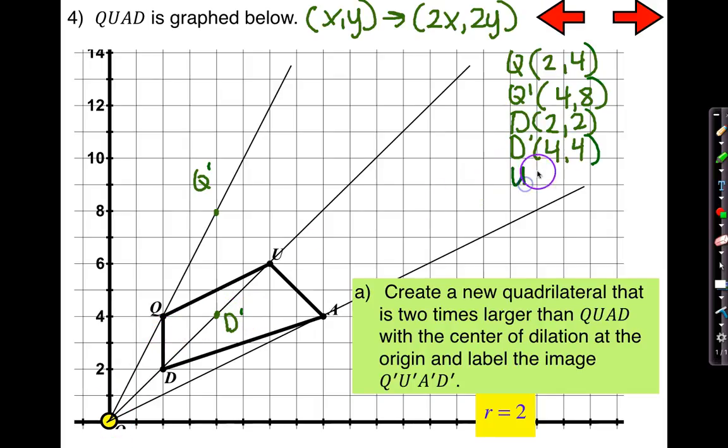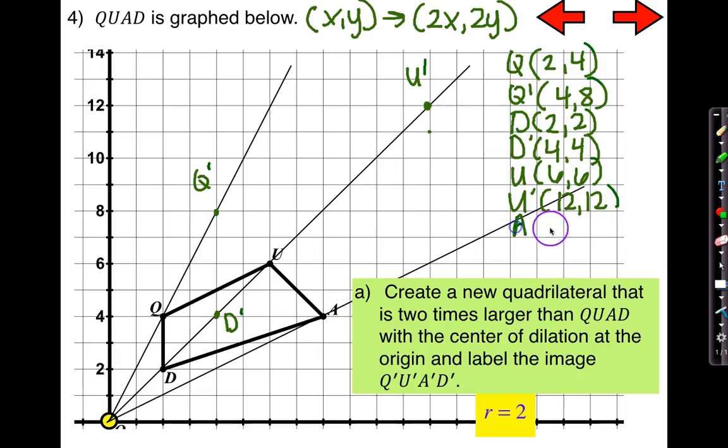Repeating the process, U is, let's see, 1, 2, 3, 4, 5, 6. So (6, 6). So U prime is double, so that's (12, 12). So 1, 2, 3, 4, 5, 6, 7, 8, 9, 10, 11, 12. Whoops, 12's up here. And again, it's a good sign. U prime is on the same line as U.